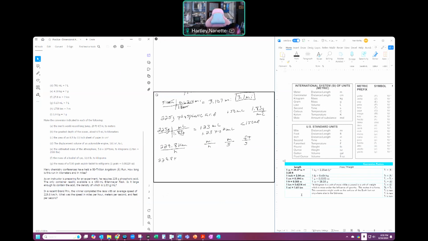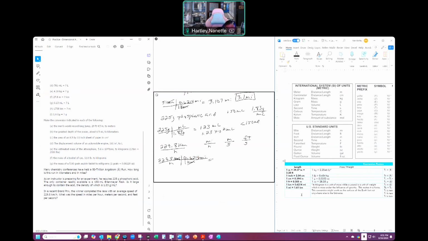229.8 km per hour. And I'm looking at this going, well, okay, let's get to the miles first because we're already in hours. So let's get to the miles first. And they asked about that first. So how do I get from kilometers to miles? I know that 1 kilometer, based on my handout that I'm looking at right there, is 0.6214 miles.